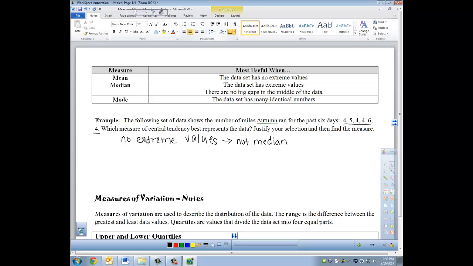But it looks like mode might be the most useful because it has many identical numbers. So we see 4 four times. So if you see that there's a lot going on with mode, then mode is going to be the one that best represents the data. Okay, so if we didn't have many numbers that repeated, then we could say the mean was most useful because there were no extreme values.